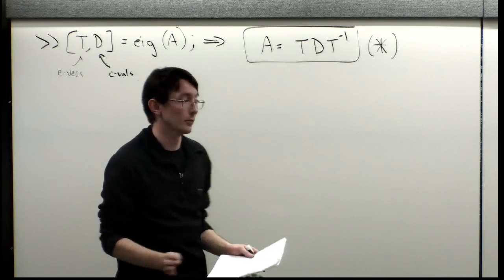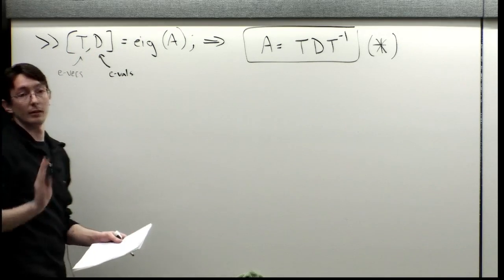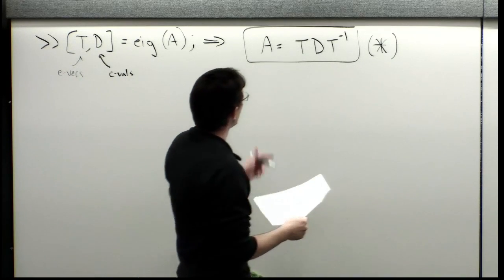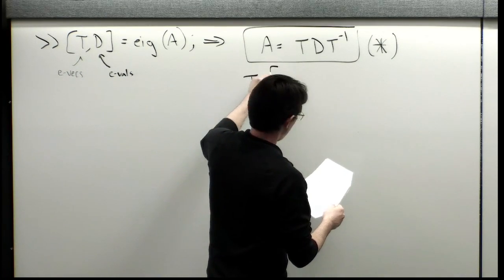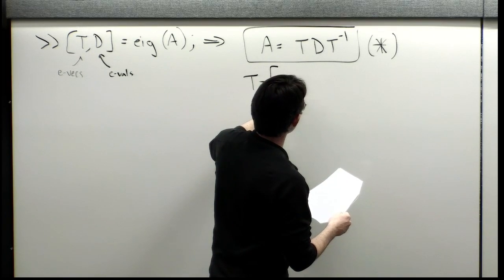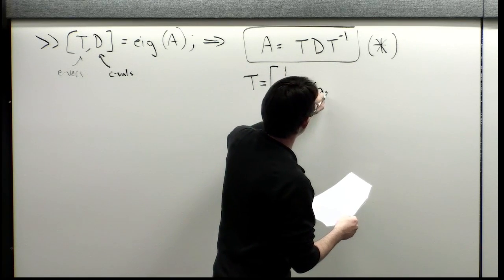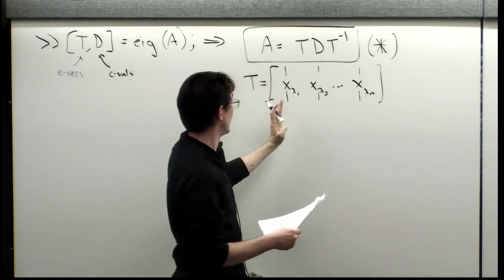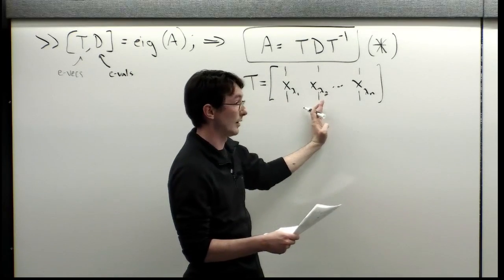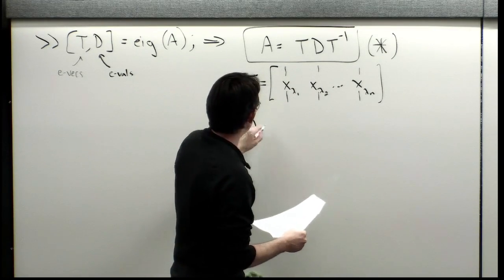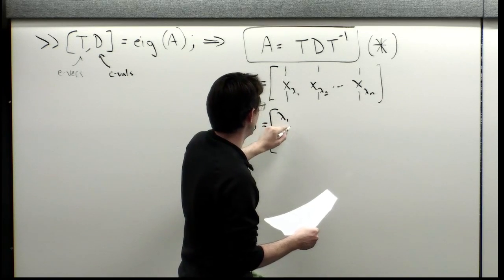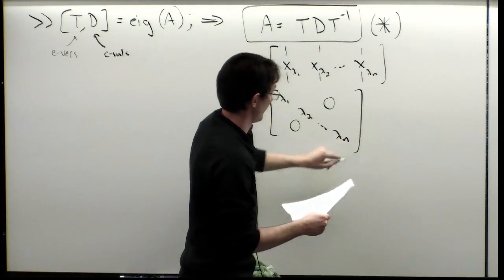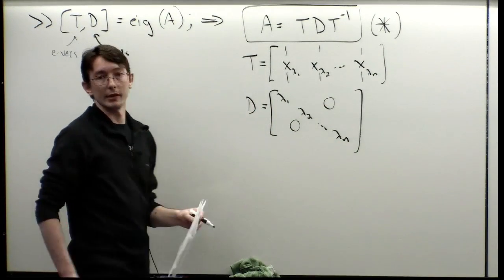This will always be true for the matrices T and D that are the eigenvectors and eigenvalues that are spit out of MATLAB. Remember, T is a matrix of eigenvectors. So the columns of T are eigenvectors x corresponding to my first eigenvalue, my second eigenvalue, and so on. And D is a diagonal matrix of said eigenvalues. Everything else is 0.